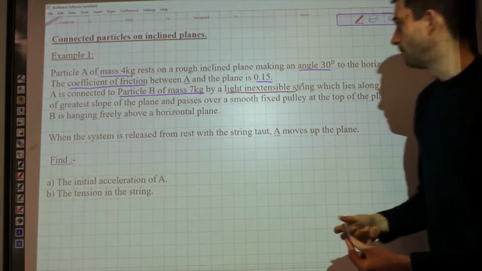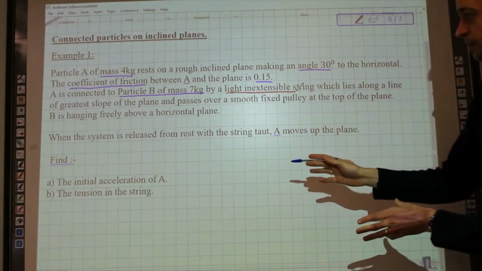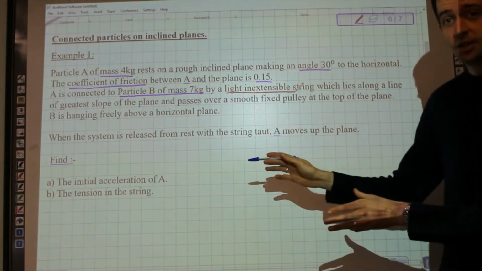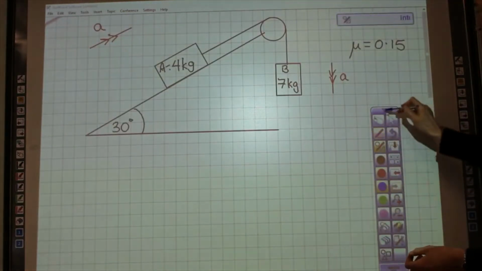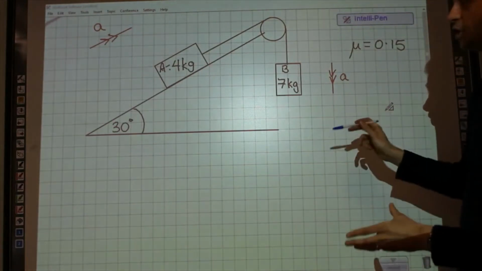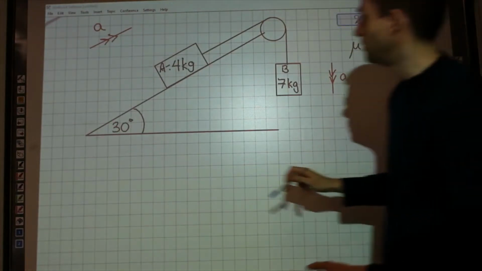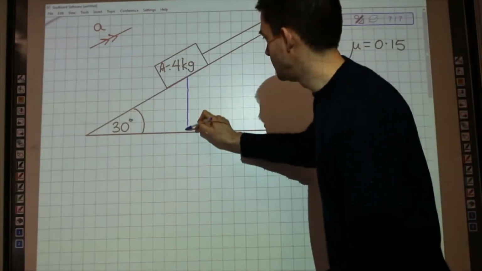Okay. Right, so we're going to be finding the initial acceleration of A and the tension in the string. To be able to do that, I need to consider all the forces that are acting on each of the particles in the system. So let's begin by labelling the weight of A.